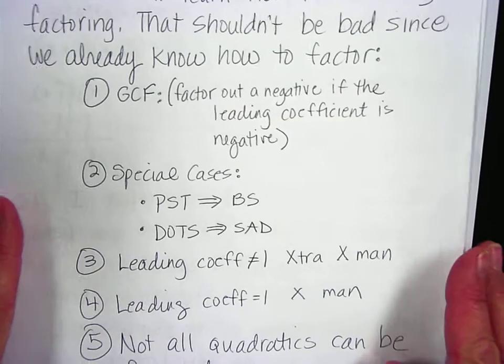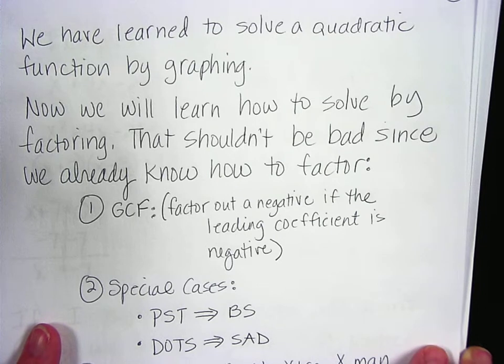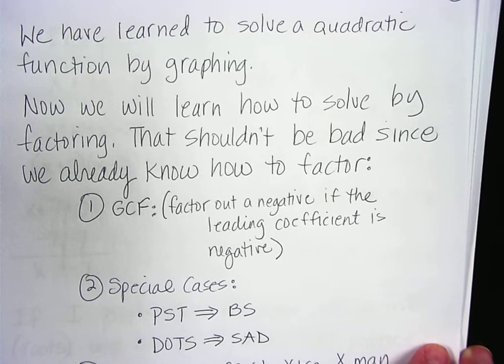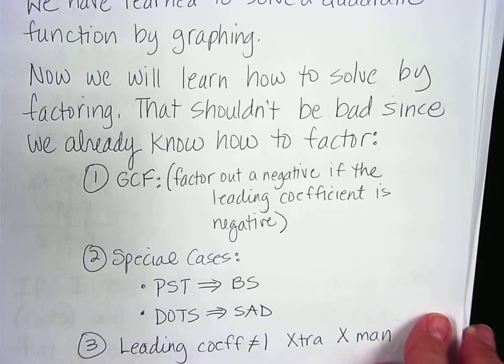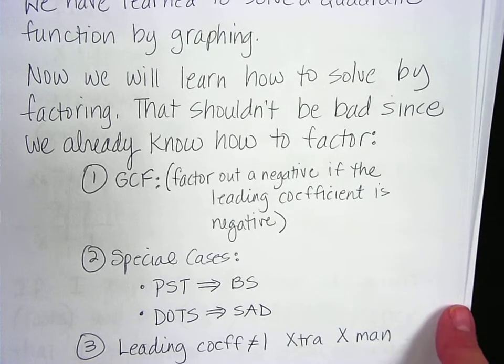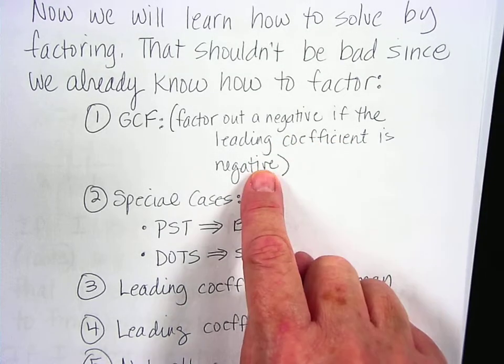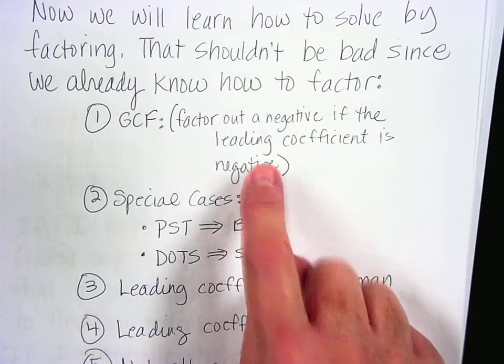Okay. We have learned to solve a quadratic function by graphing. Now we will learn how to solve by factoring. That shouldn't be bad since we already know how to factor. Step 1, GCF. You factor out a negative if the leading coefficient is negative, by the way.